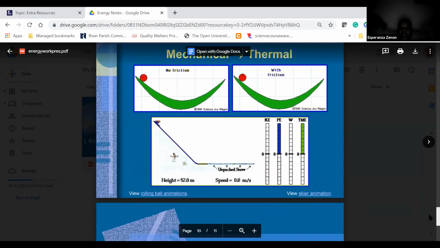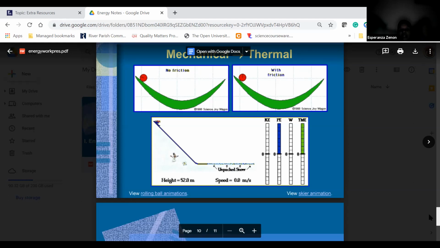And that's what's being depicted here as well with the skier. So you notice on the bottom of the picture, they say unpacked snow. So that unpacked snow is going to provide friction and slow the skier down once they get to the bottom of the slope.